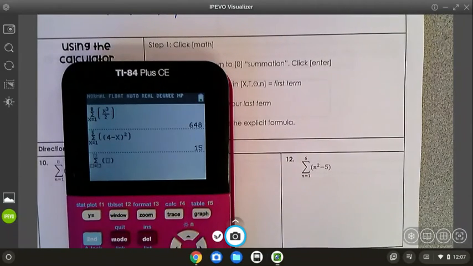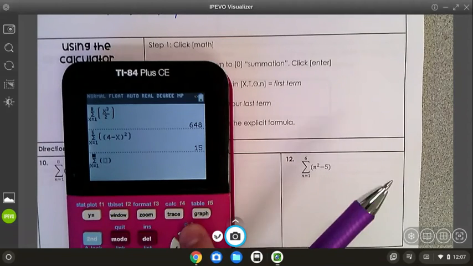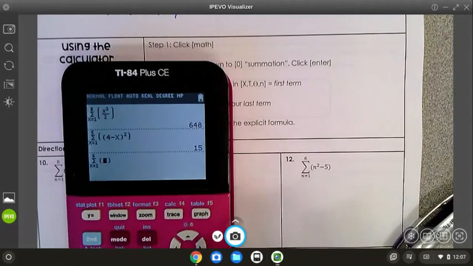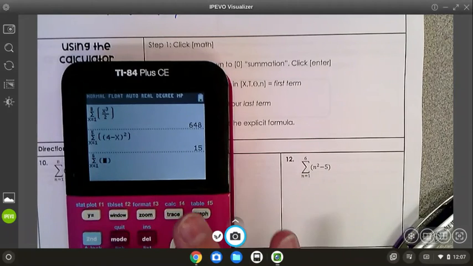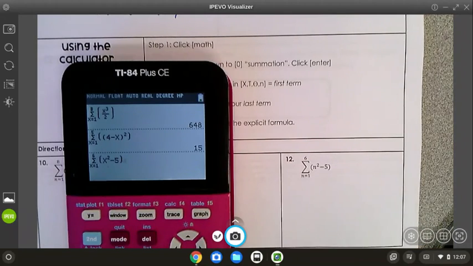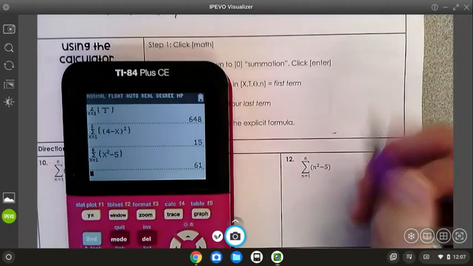Math 0, x equals 1 on the bottom. Go up and put a 6, and x squared minus 5. We didn't have to add any parentheses because there wasn't anything outside over here. And we get 61.